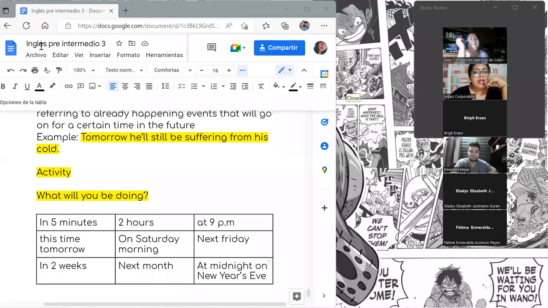Tell me, teacher. Okay, what will you be doing on Saturday morning? On Saturday morning, I will be sleeping. Good, very good. So now, Emerson, you can choose the person that you want to continue. You can ask the time, but you can tell the name. Usted va a escoger la siguiente persona y le va a decir el tiempo, y así vamos a continuar con los demás.